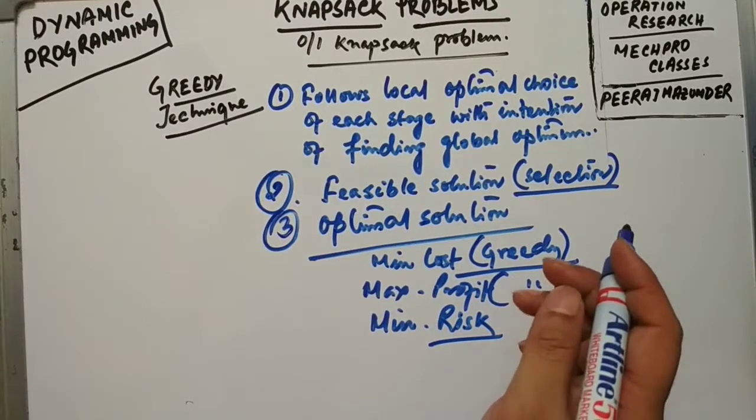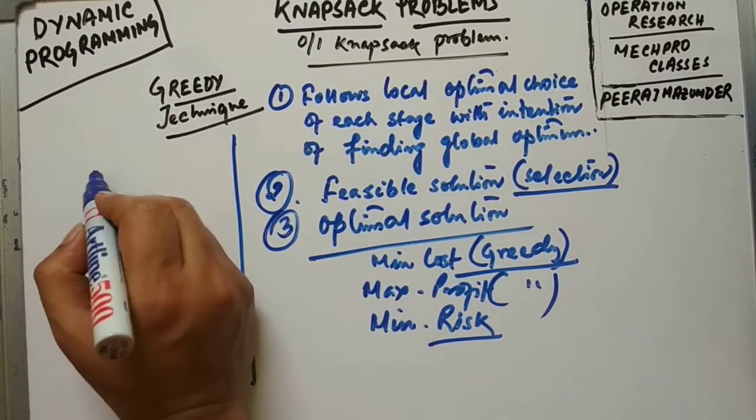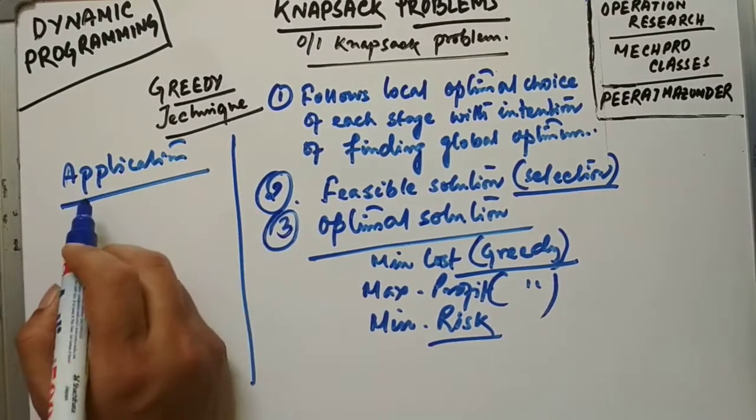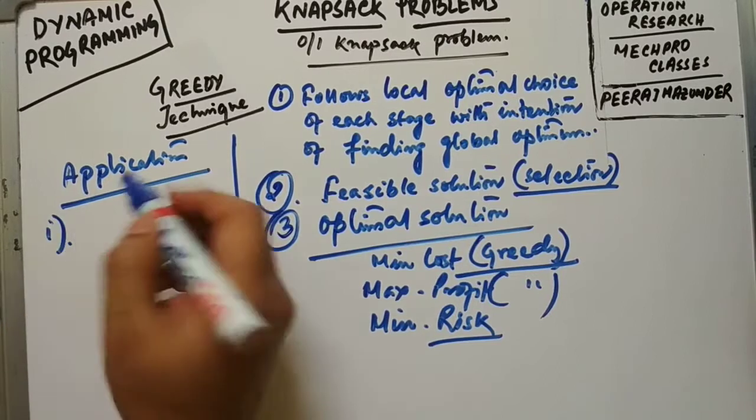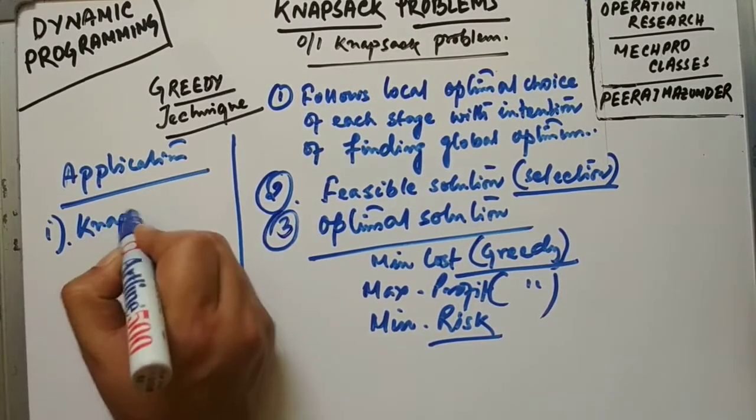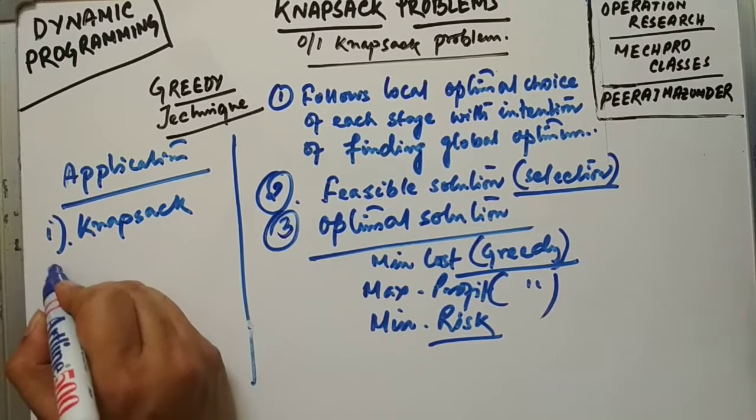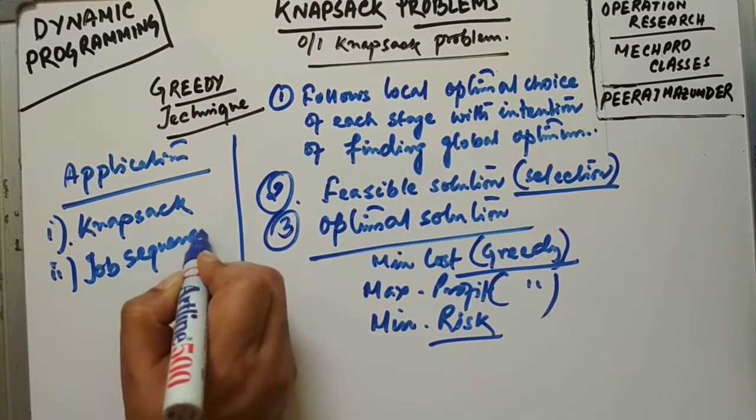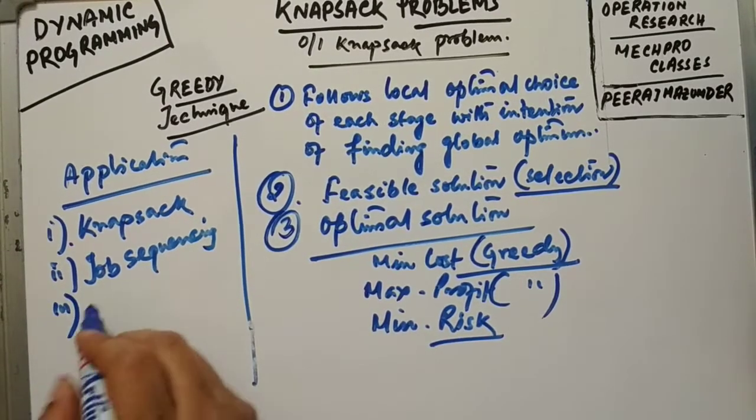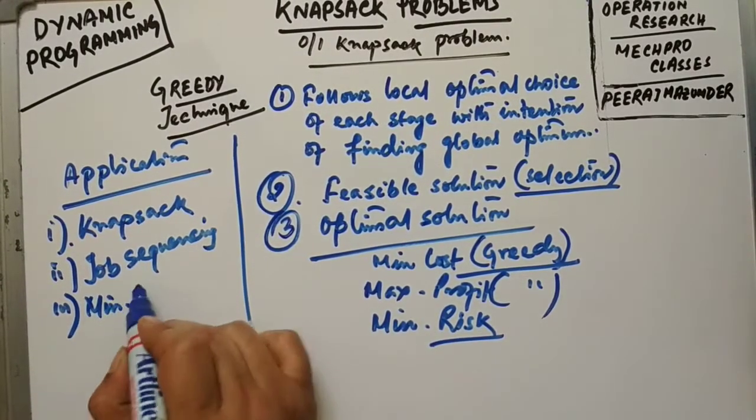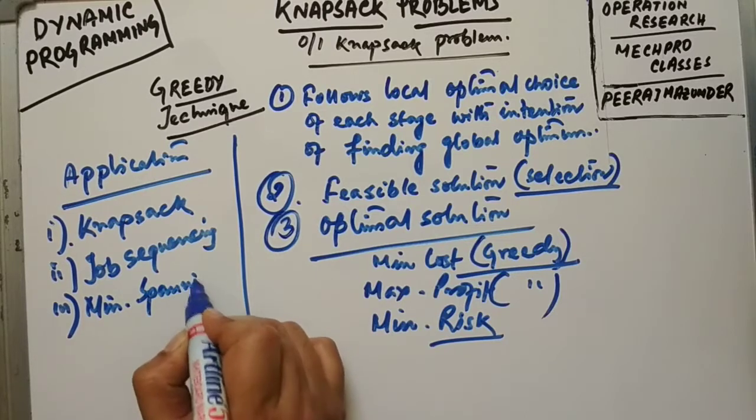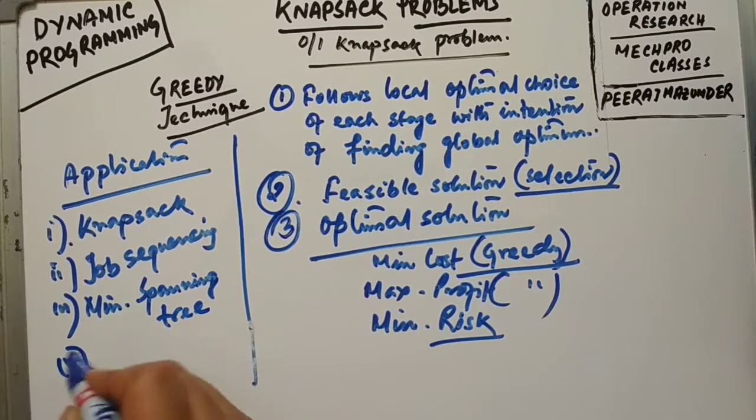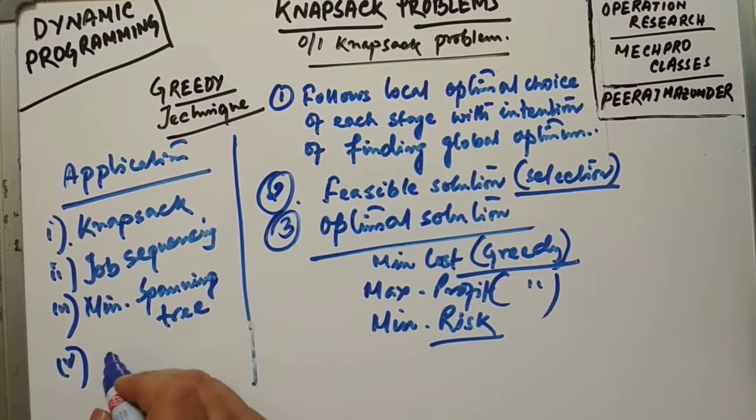Now coming to the application part, the greedy technique applies to many problems: knapsack as well, job sequencing, that is, sequencing of machines. Then comes minimum spanning tree. You also know what a spanning tree is. I have given a video on spanning tree during the network analysis module. So you can also apply the greedy technique to find the minimum spanning tree.